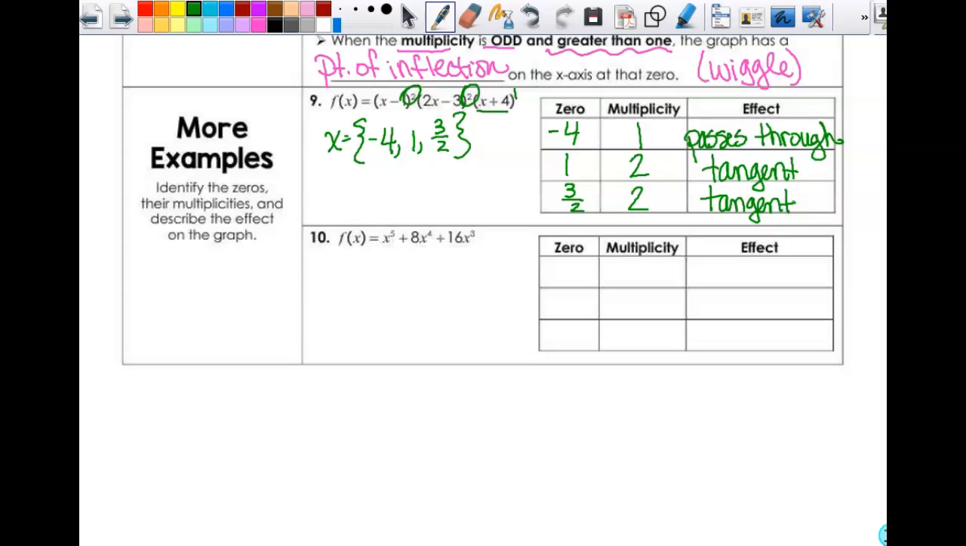All right. Number 10. You're going to have to factor that one. Factor out the GCF, then completely factor it, and fill in that little chart. I'll give you a minute to do that.